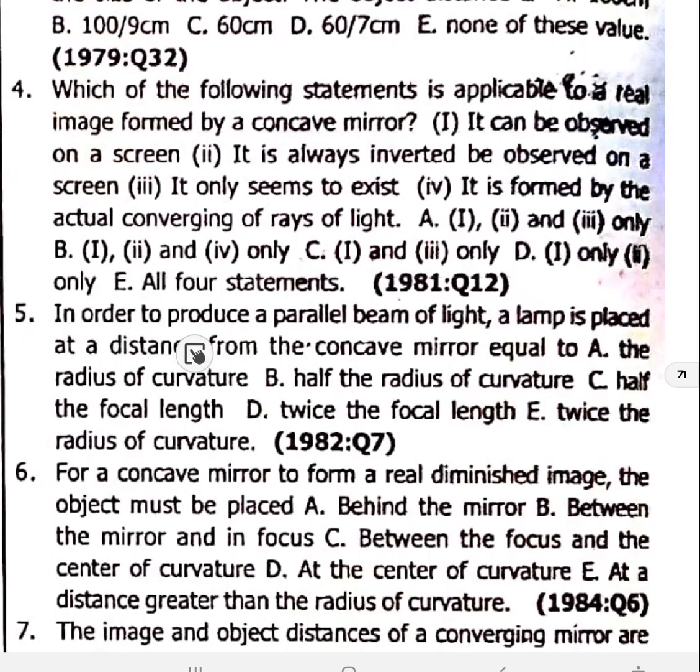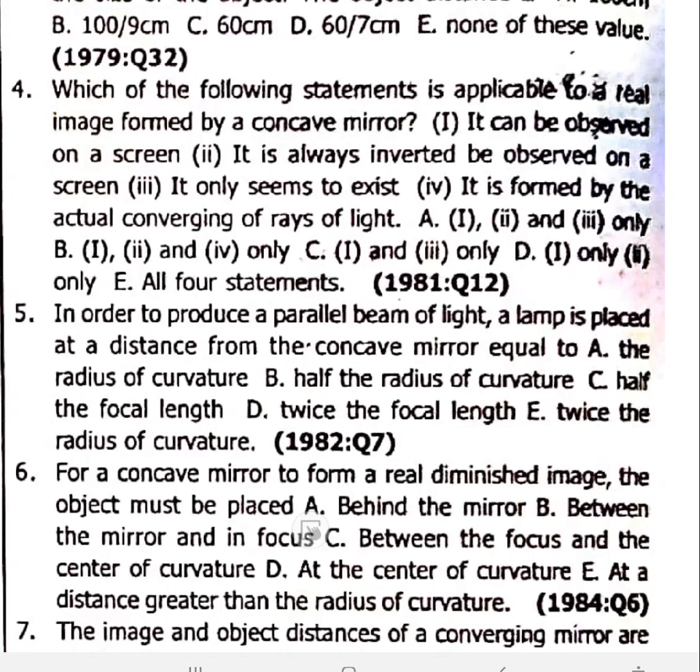Number five: in order to produce a parallel beam of light, a lamp is placed at a distance from the concave mirror equal to half the radius of curvature. Option B. Next, number six: for a concave mirror to form a real diminished image, the object must be placed at a distance greater than the radius of curvature. Option E. Now let's take down a short note here.